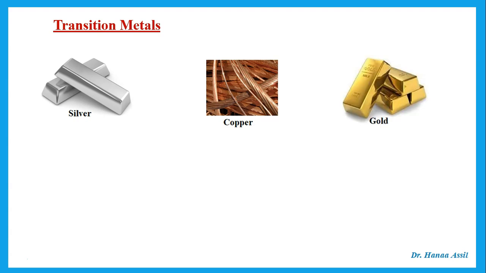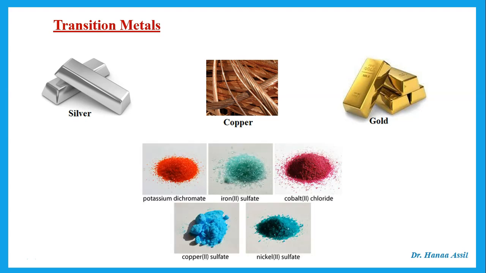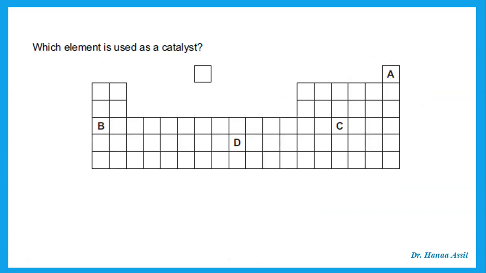Again, transition metals usually have a silvery appearance. All metals are silvery in color except copper, which is reddish brown, and gold, which is yellow, and they have beautiful colors for their compounds.